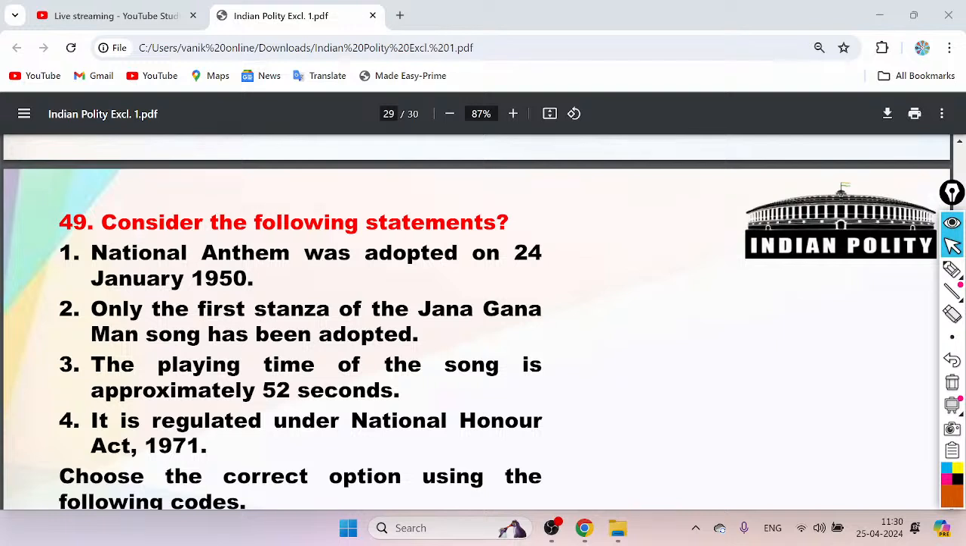Now, recently, the government has amended it as the Prevention of Insults to National Honour Amendment Act, 2018. The bill was introduced in 2018 for that reason. So that is there. So 1, 2, 3, 4 are correct. So the answer will be D.